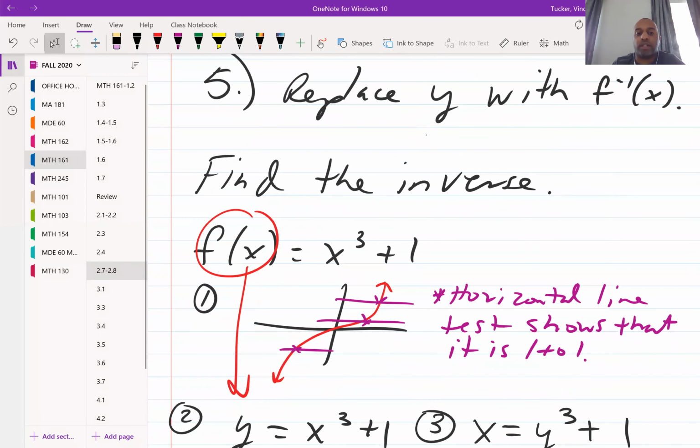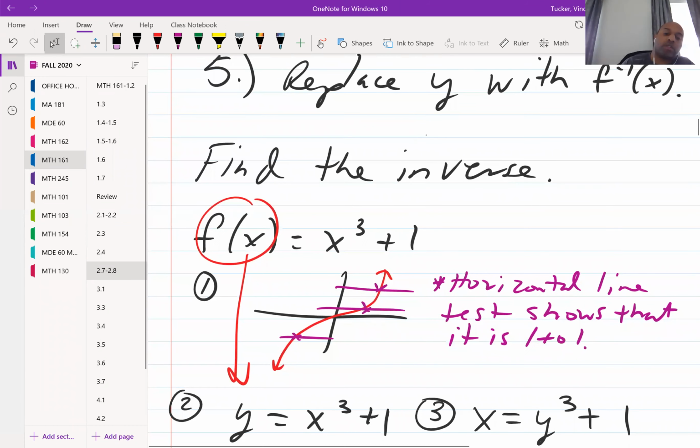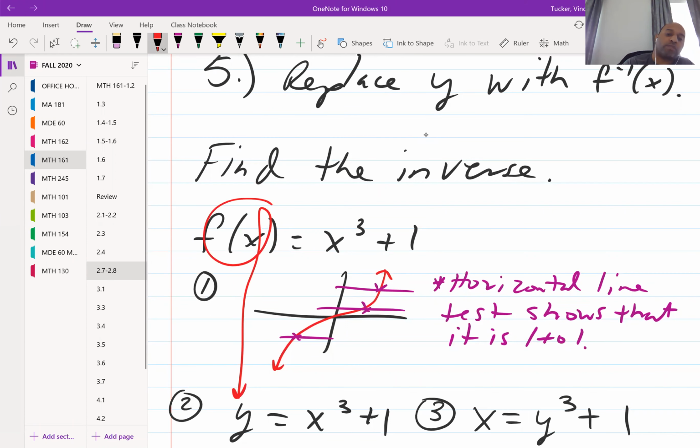So I'll give everybody a second to catch up. So looking at step 1, we determined that our function was one-to-one. And that second step was to replace f of x with y. So that's what we did there.